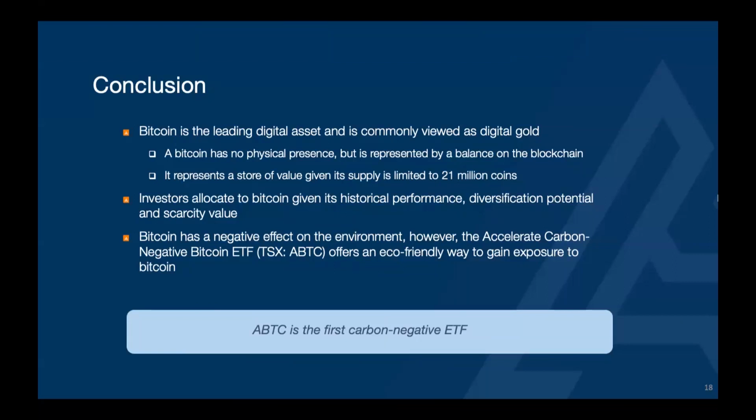Now, remember, it does have negative effects on the environment, just given the energy intensity of the Bitcoin blockchain. However, we did launch ABTC, which offers an eco-friendly way to gain exposure to Bitcoin. So we're pretty happy about that.